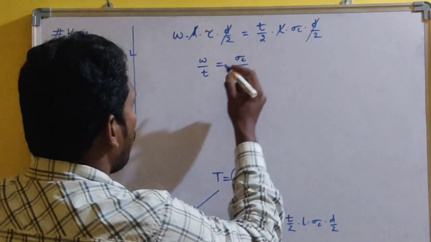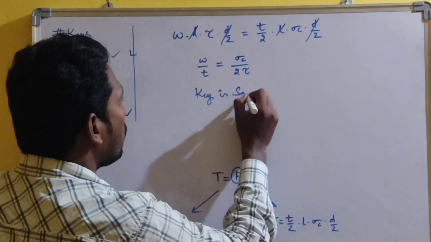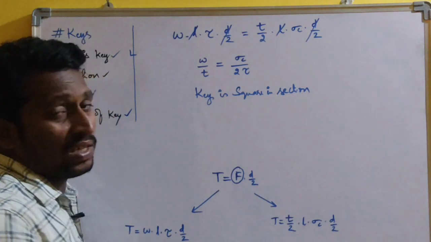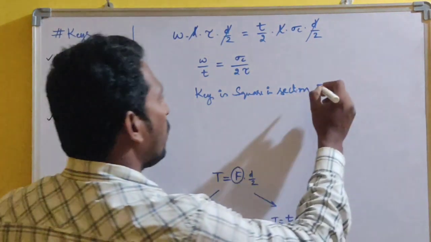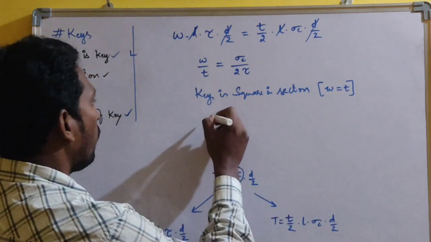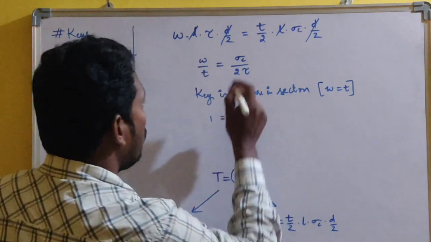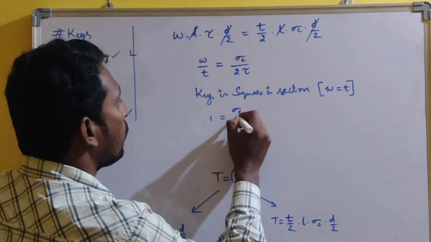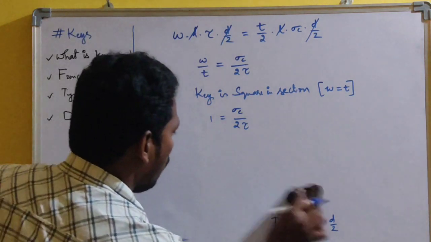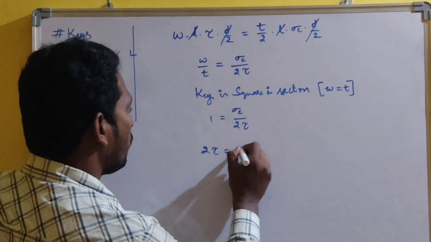Okay, so in case of this key, it is a square section. The cross section of the key is square, so the width is always equal to the thickness. So the ratio of the width to the thickness will be 1, and this relation becomes 1 equal to sigma C divided by 2 tau. Okay, so from this relation we can write the equation: 2 tau is equal to sigma C.